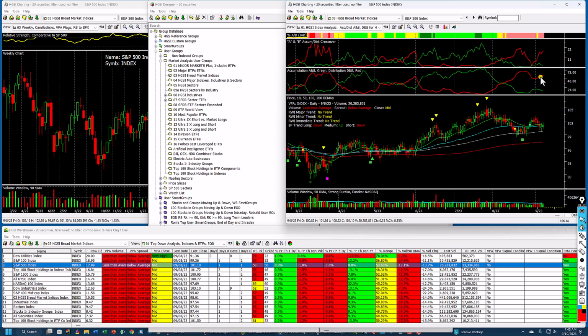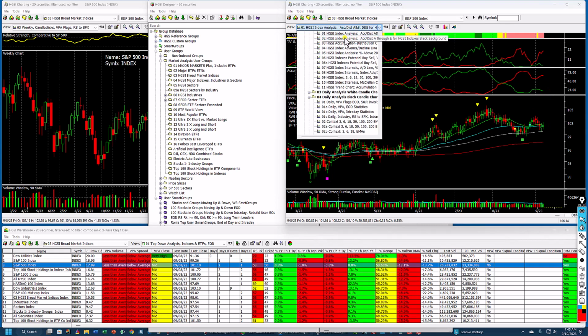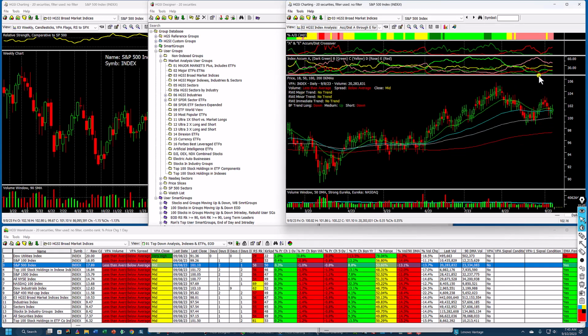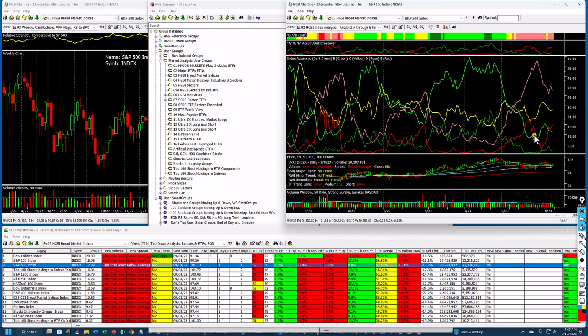Here's A plus B, the green. Here's D plus E. They're still showing signs of distribution. As I go down here, this just shows the rolling in and out of accumulation. The D's are still going down. The E's are going up. Now remember, we're doing the S&P 500, and I don't see a lot of accumulation in here.